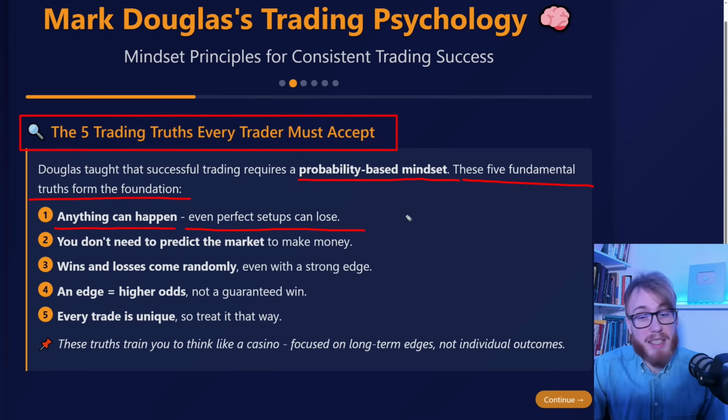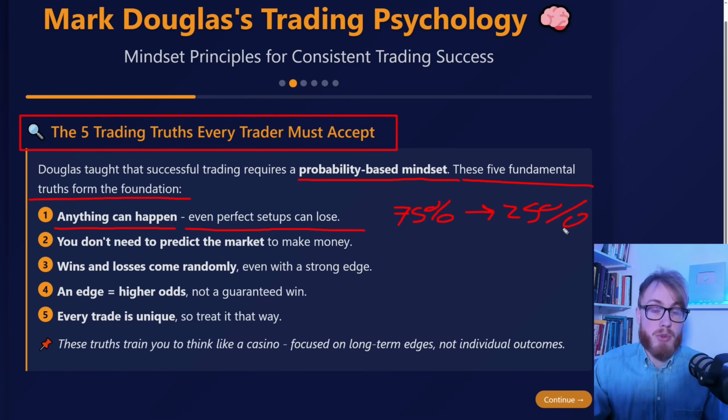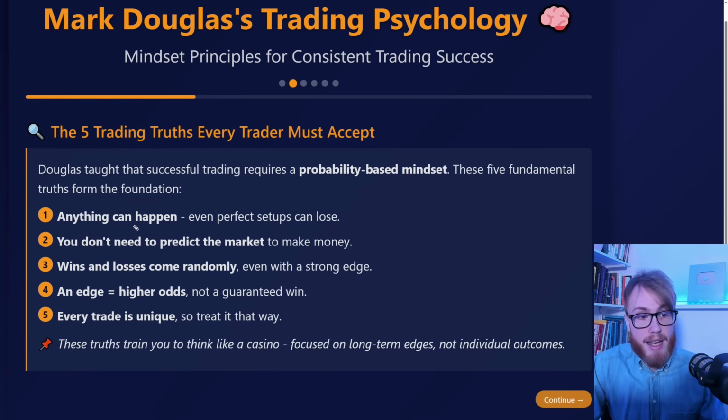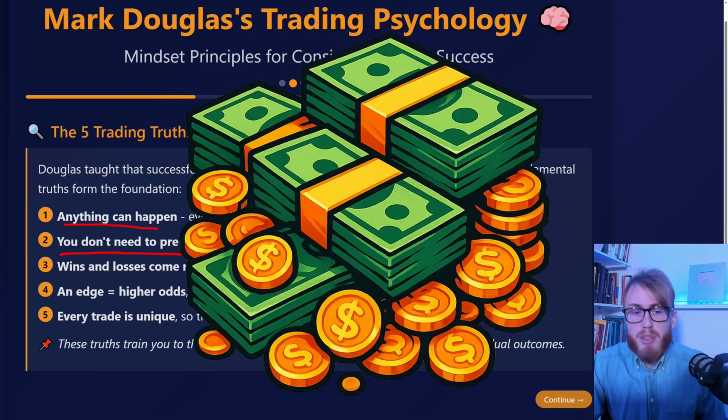So let's say that you have like a perfect trading strategy. Maybe this trading strategy has like a 75% win rate. That is a great win rate. But this still means that you have 25% to lose. So you have 75% to win, but you still have 25% to lose. And if you are extremely unlucky, this 25% can happen multiple times in a row. And this is something you need to accept as a trader. Anything can happen.